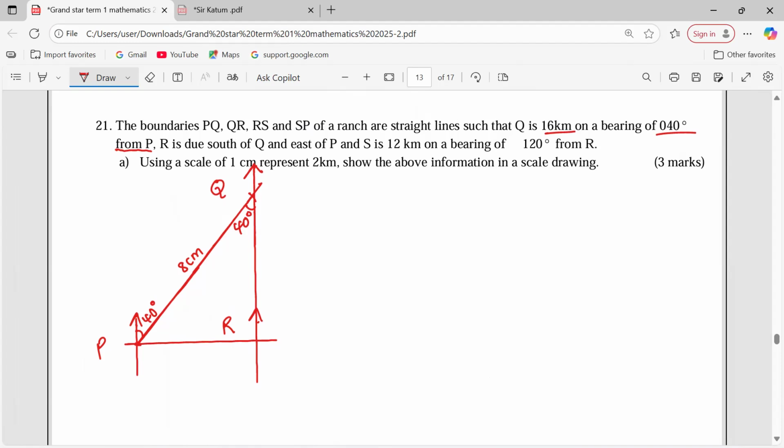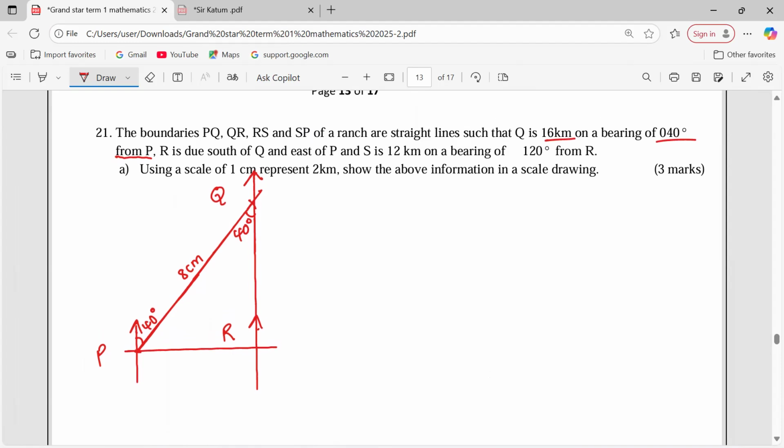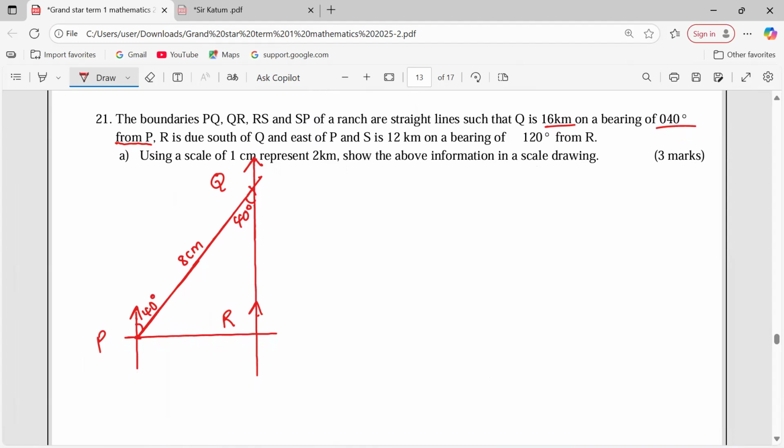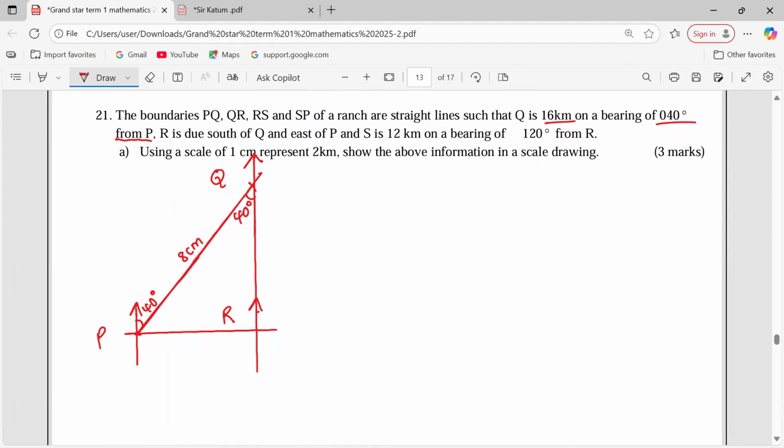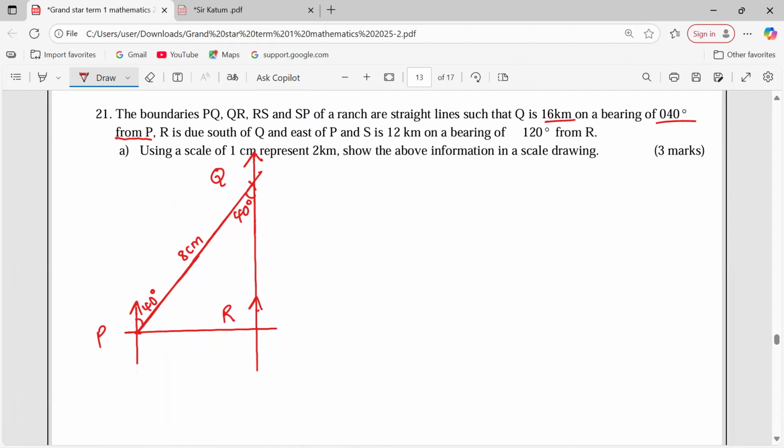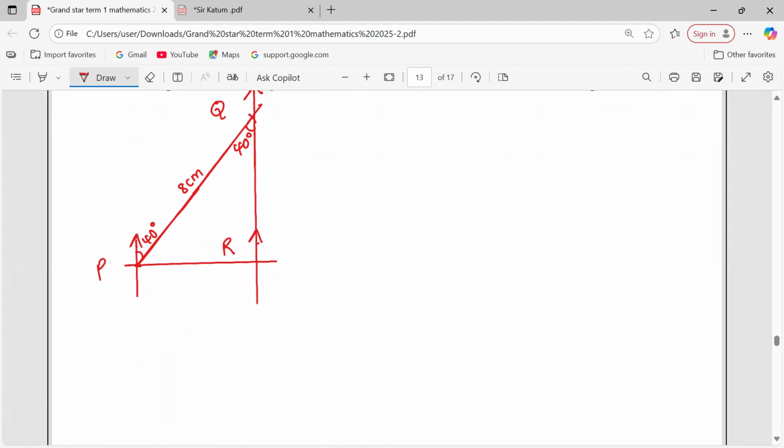Then after that, we check more instruction about S. Where is S? S is 12 kilometers, to be represented by 6 centimeters, on a bearing of 120 from R. So from R, we talk about a bearing of 120. That's a true bearing. It should be from the north in the clockwise direction.